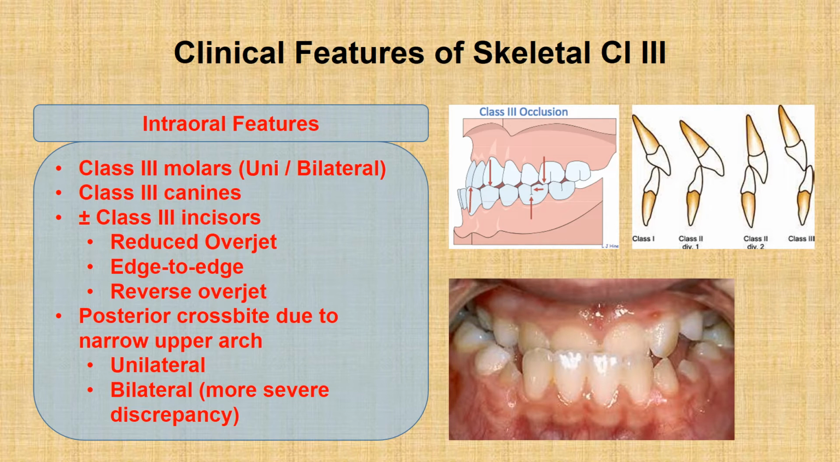Now, there may be a posterior crossbite due to a narrow upper arch, and this crossbite can either be unilateral, or in more severe transverse discrepancies, it may be a bilateral crossbite.